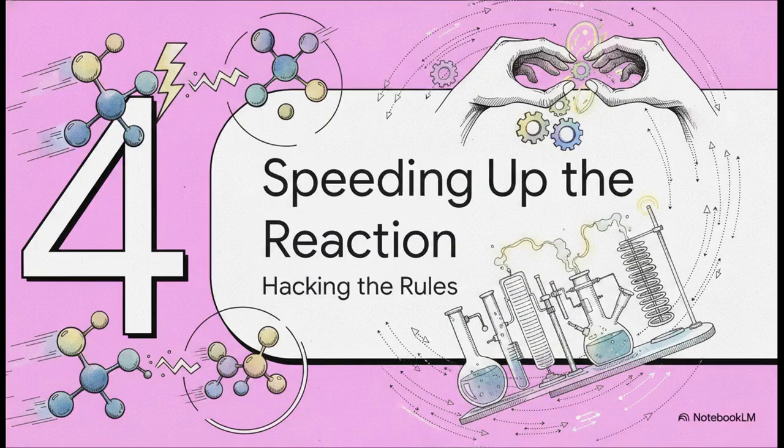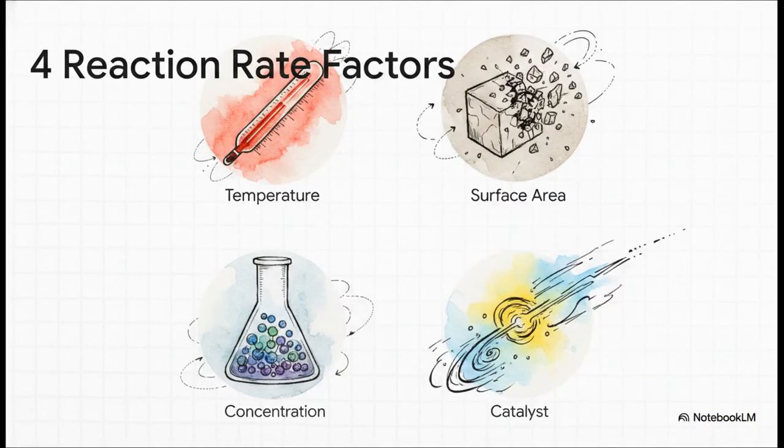Section 4, speeding up the reaction. Is there a way we can hack these rules? We know these microscopic rules are incredibly strict. So can we hack them to make reactions happen faster? Oh, absolutely. We have 4 real-world cheat codes that we can manipulate to crank up the reaction rate, basically increasing the number of effective collisions.